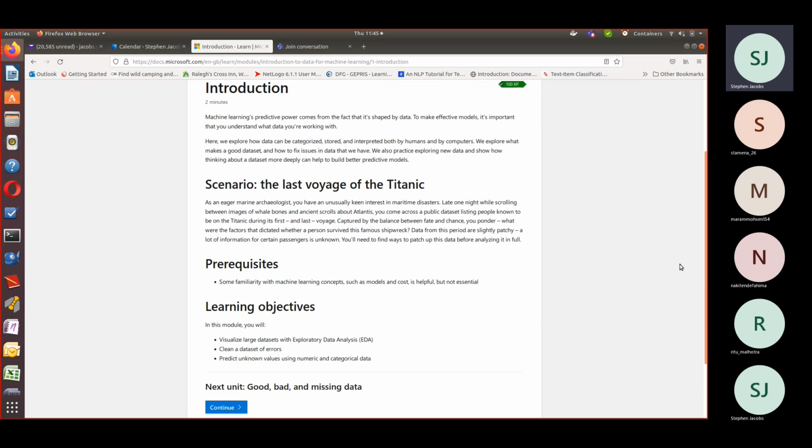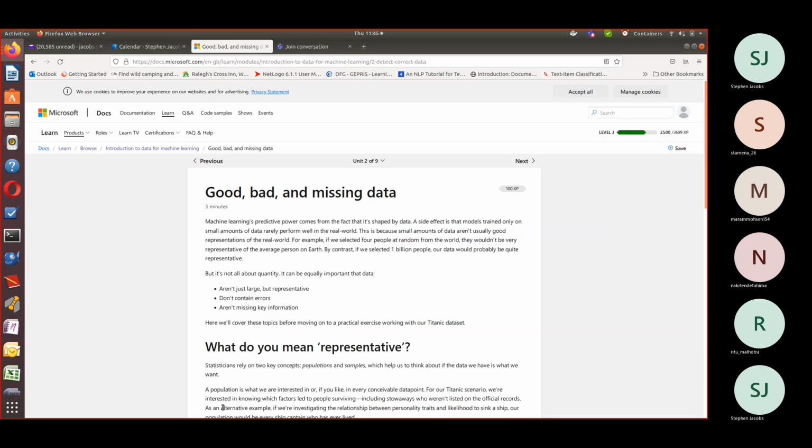And before we can use it in any kind of modelling or machine learning, we have to tidy it up. But we have to be careful when we tidy it up that we don't introduce errors. And that's the art. The art is to tidy something up in a common sense, sensible way. And there are many ways of doing that. So we're going to start that straight away. Good, bad, and missing data. Have a quick read of that for a couple of minutes.